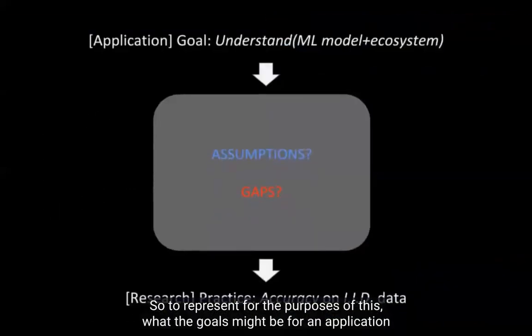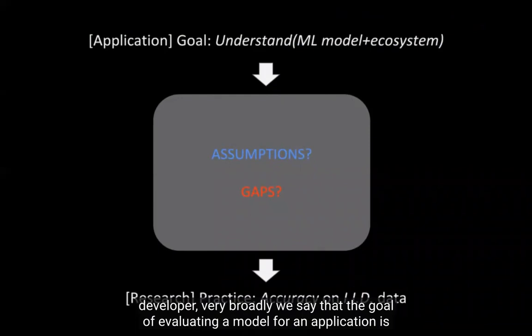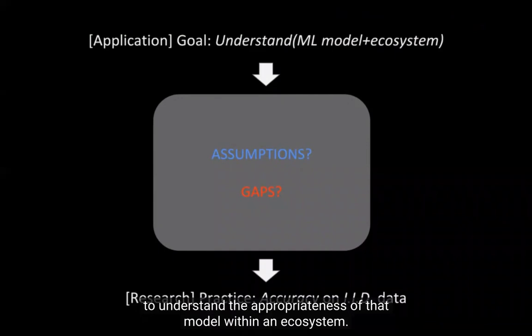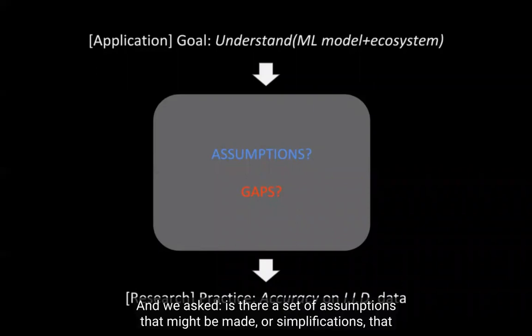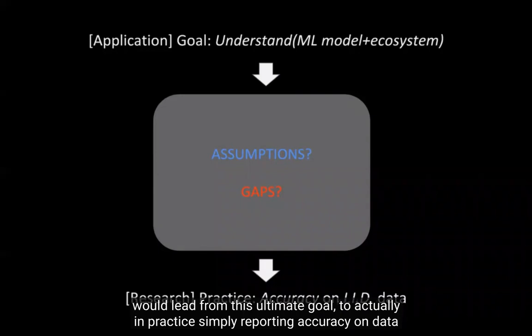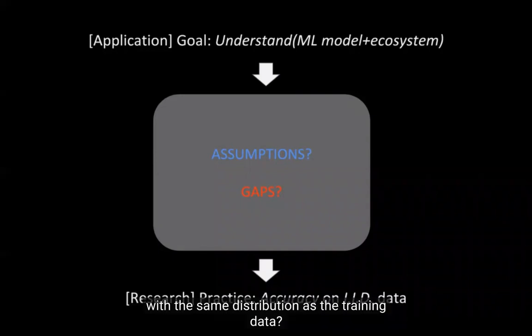So to represent, for the purpose of this, what the goals might be of an application developer, very broadly, we say the goal of evaluating a model for an application is to understand the appropriateness of that model within an ecosystem. And we asked, is there a set of assumptions that might be made or simplifications that would lead from this ultimate goal to actually, in practice, simply reporting accuracy on data with the same distribution as the training data? And if so, what are these assumptions? And if so, what are the knowledge gaps that result from that?